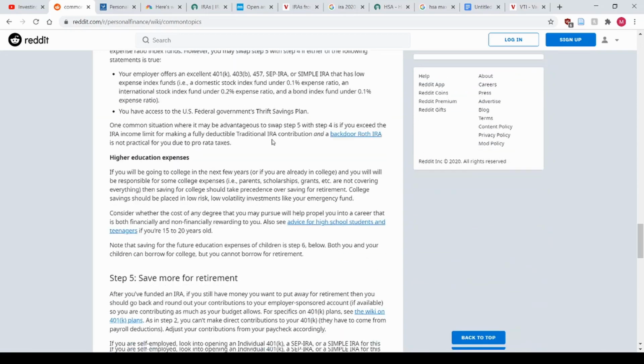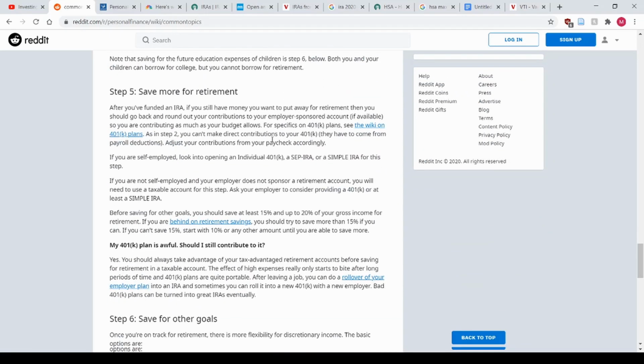That's step number 4. And the next steps, step 5, step 6, is if you still have some money left over, it's just save more. Save a little bit more aggressively.